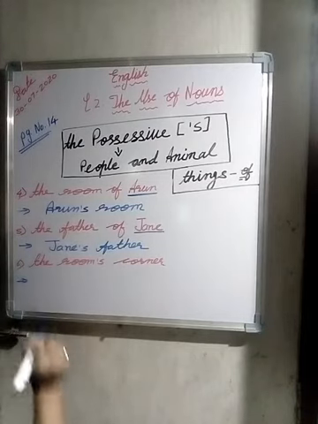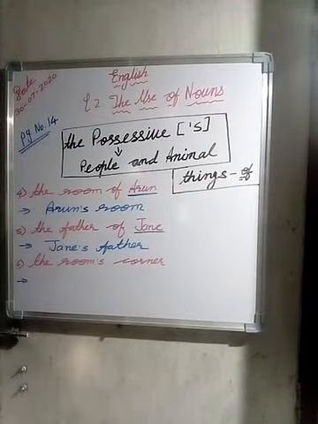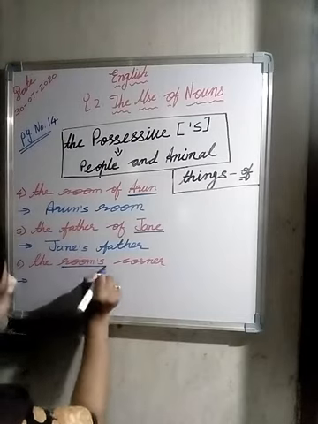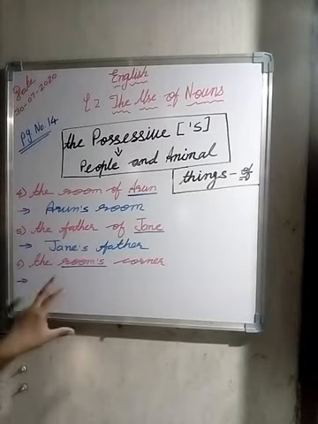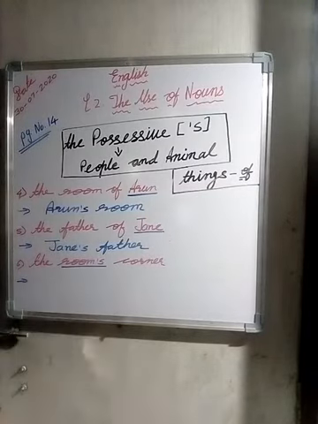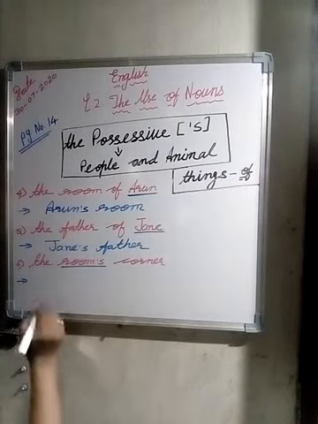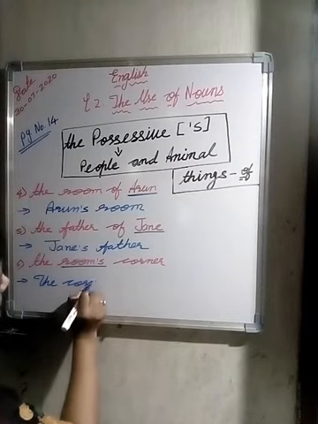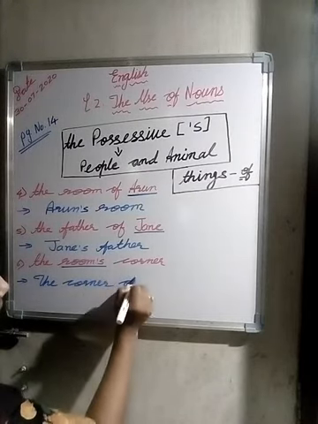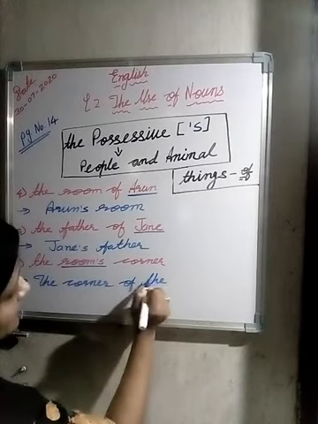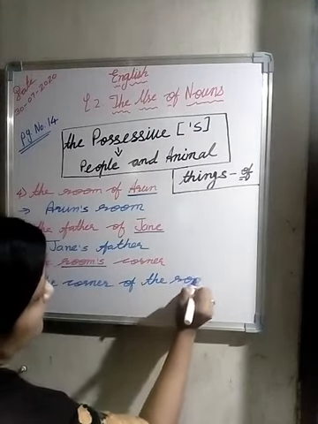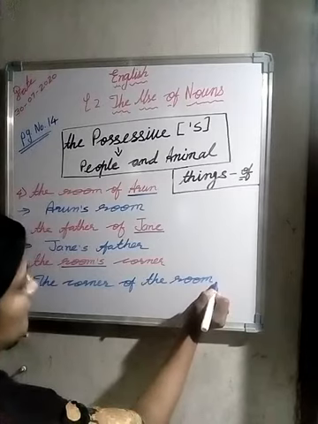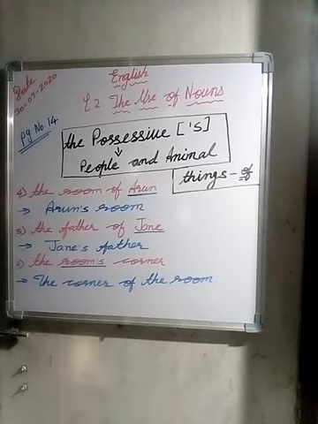Now, "the room's corner." Here one more time, underline the word which has the possessive form. The room has the possessive form, and room is a thing, so you can use of here. So what will be the answer? The corner of the room. The corner of the room will be the correct answer.